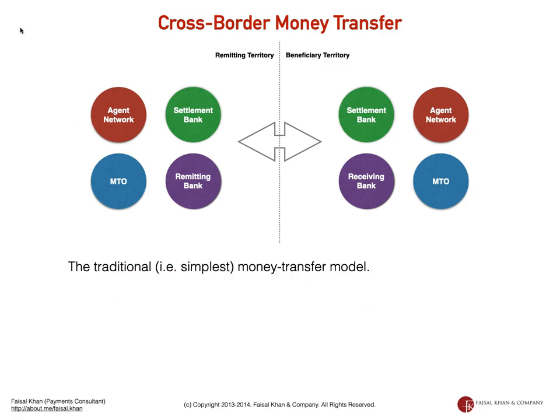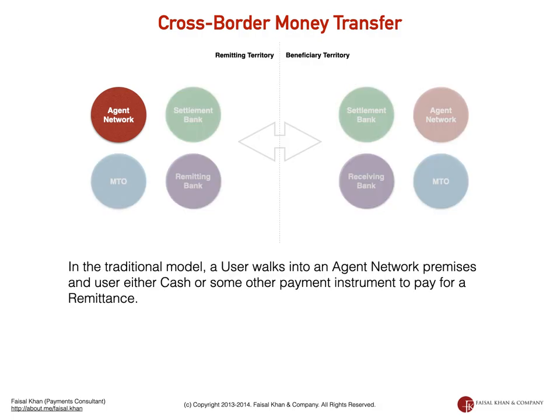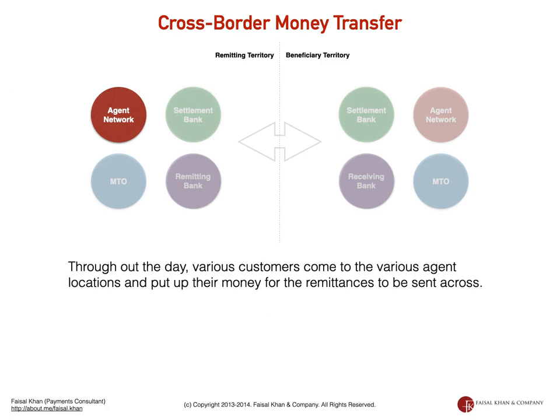In the traditional model, a user walks into an agent network, as you can see depicted over here, and they either use cash or some other payment instrument to pay for a remittance. And over the course of the day, other customers will also come in. And remember, they're going to an agent, right? So this is the agent of the MTO over here. And they put up their money and say, okay, these are the remittances that need to go out to the beneficiary country.